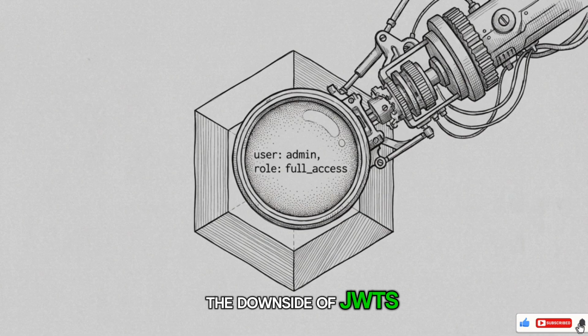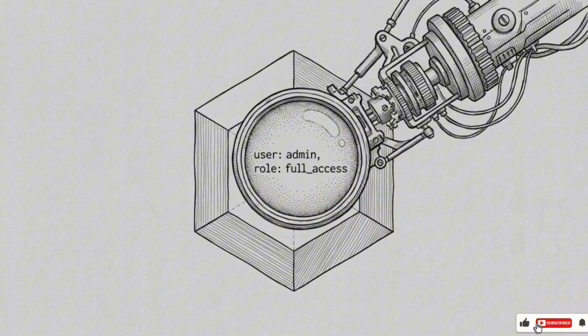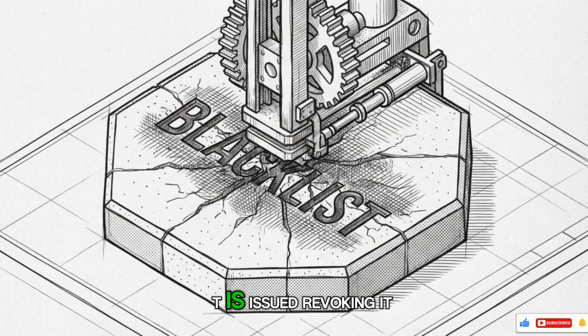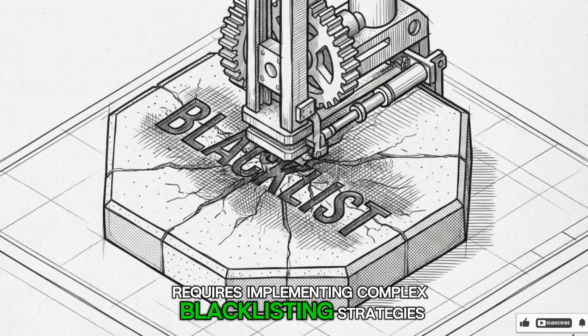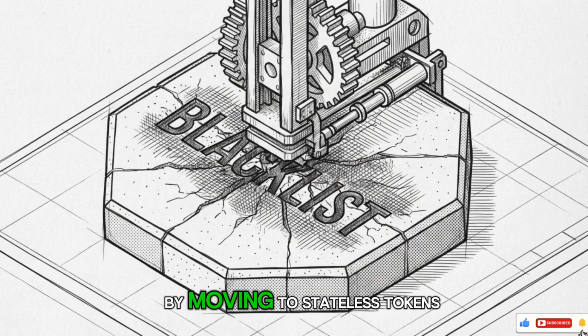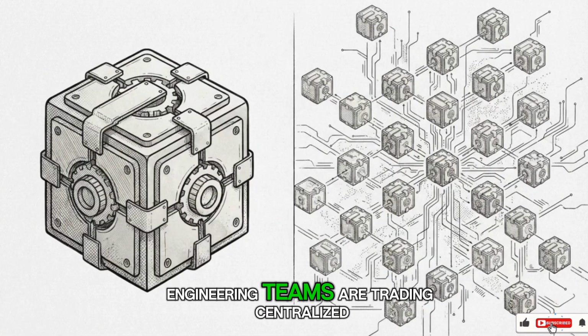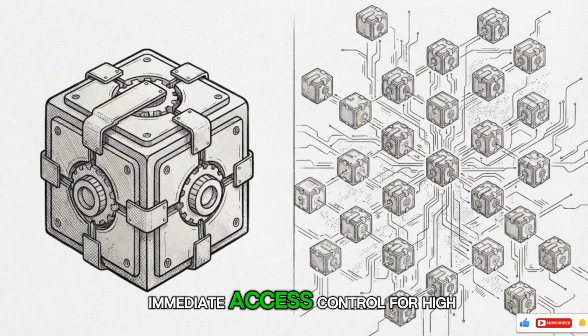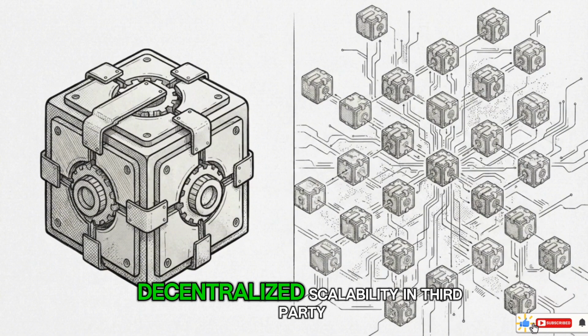The downside of JWTs is that the data in the payload is base64 encoded, meaning it is readable by anyone who sees the token. Furthermore, once a JWT is issued, revoking it before it naturally expires requires implementing complex blacklisting strategies. By moving to stateless tokens, engineering teams are trading centralized, immediate access control for high-volume, decentralized scalability.